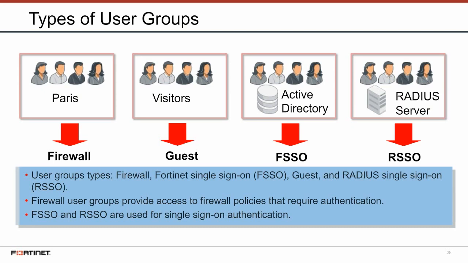You can define both local and remote user groups on a FortiGate device. There are 4 user group types: Firewall, Guest, Fortinet Single Sign-On, FSSO, and Radius Single Sign-On, RSSO. The firewall user groups on FortiGate do not need to match any type of group that may already exist on an external server, such as an LDAP server. The firewall user groups exist solely to make configuration of firewall policies easier. Most authentication types have the option to make decisions based on the individual user rather than just user groups.